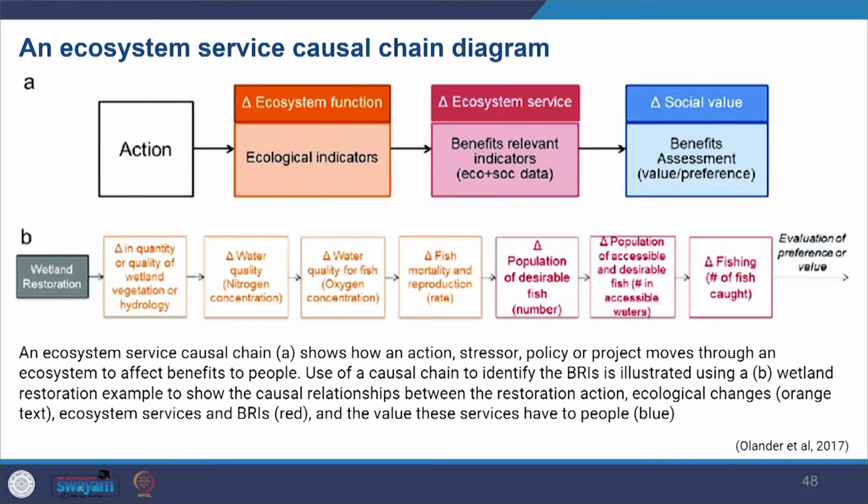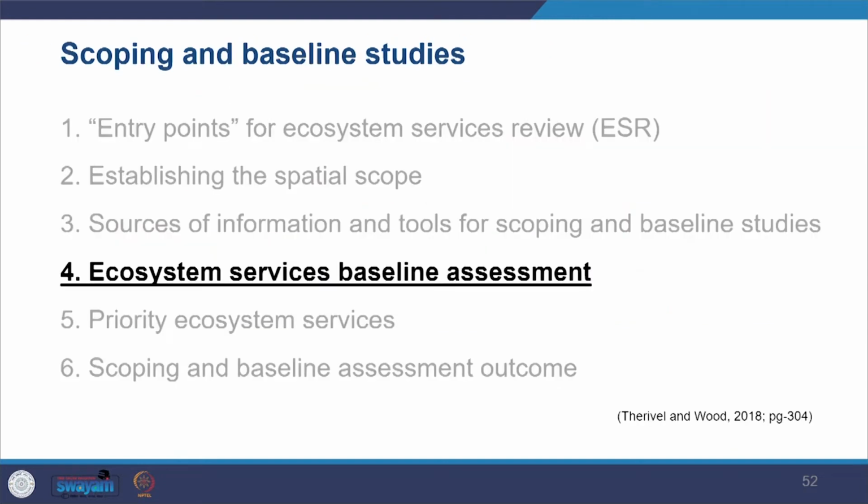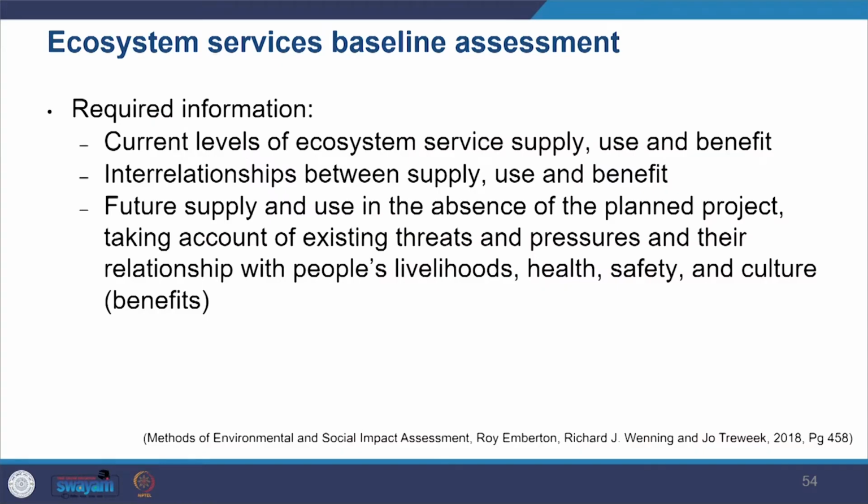Risks from unplanned events or accidents should also be considered while you are doing the scoping. Now, looking at the ecosystem services baseline assessment, you will find it challenging to develop a reliable baseline for ecosystem services because you need to obtain information on several aspects. You would be required to obtain information on current levels of ecosystem service supply, use and benefits. You would be required to identify the interrelationship between supply, use and benefit. Then you also look at the future supply and use in absence of the planned project.